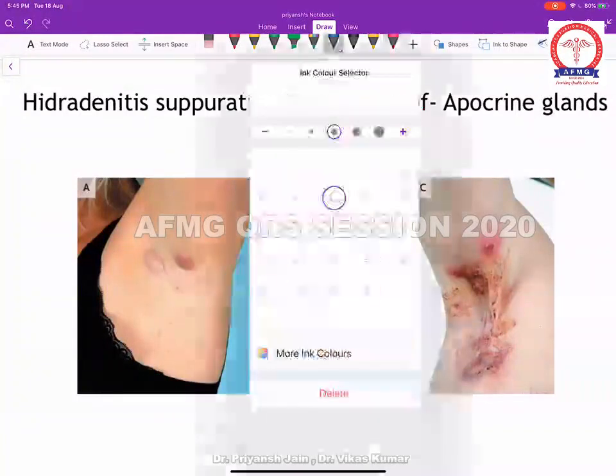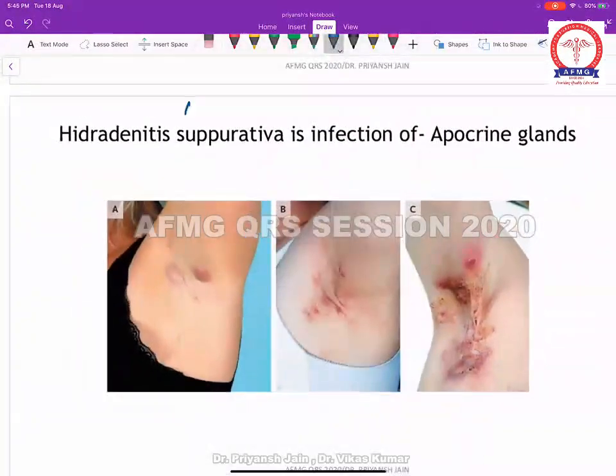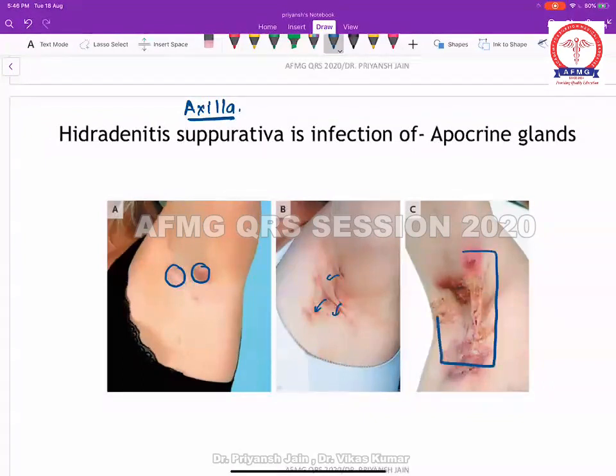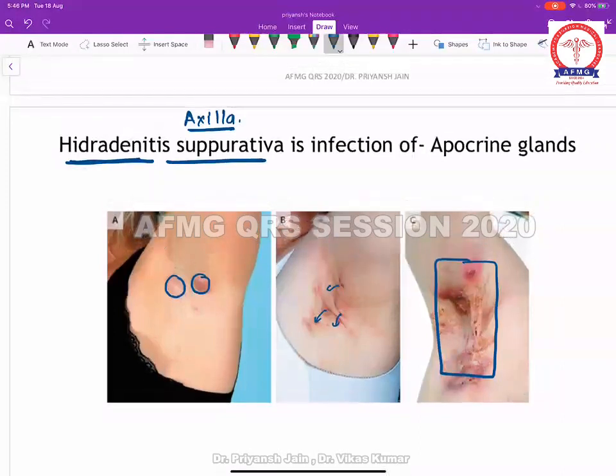In the exam, if you see an image of axilla, and there are nodular swellings in the axilla, or multiple discharges coming out, or a lesion like this, all these three are called hidradenitis suppurativa. Basically, they are infection of the apocrine gland. So just by looking at an image of axilla, most of the time they will be talking about hidradenitis suppurativa.